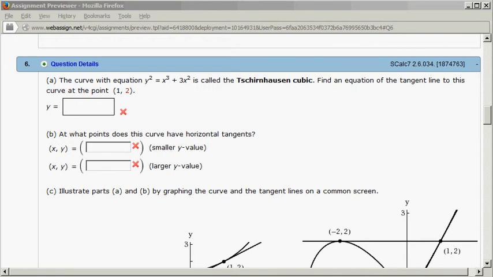Okay, let's look at homework 2.6, problem number 6. We have the curve with the equation y squared equals x cubed plus 3x squared. It's called, I can't even pronounce it, Schoen-Hansen cubic. Find an equation of the tangent line to this curve at the point (1, 2). So let's do that.